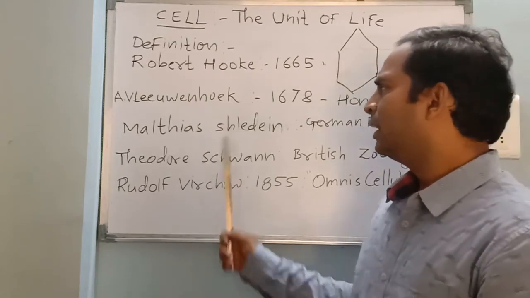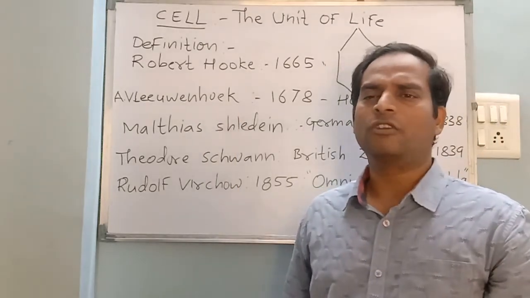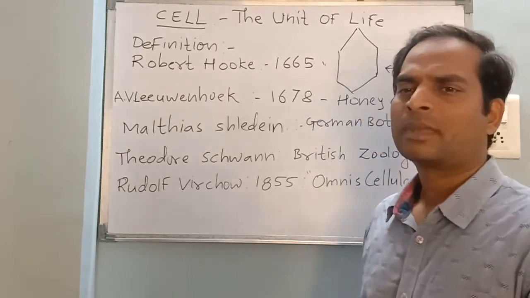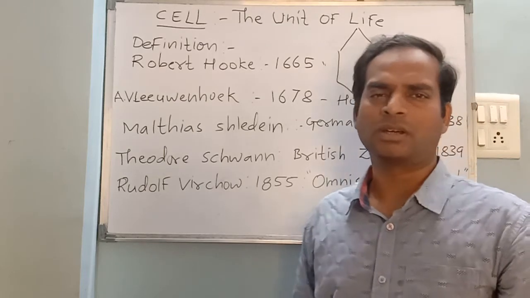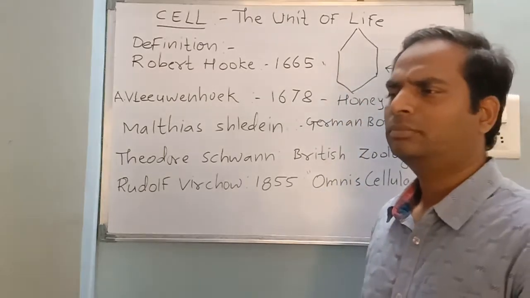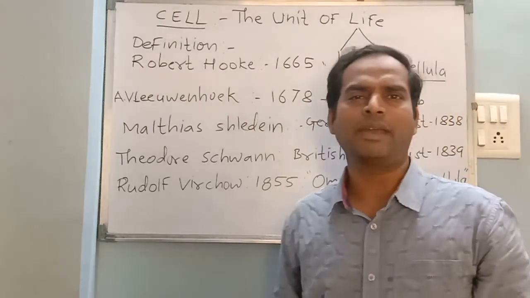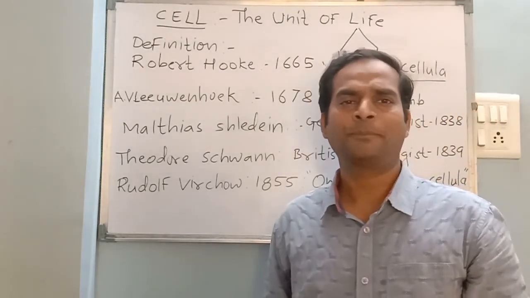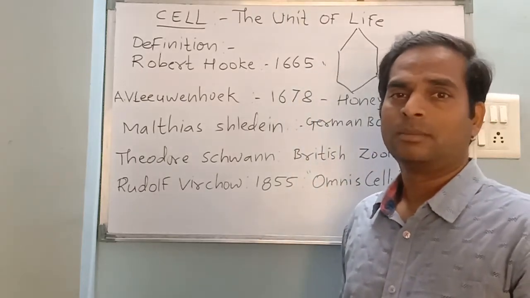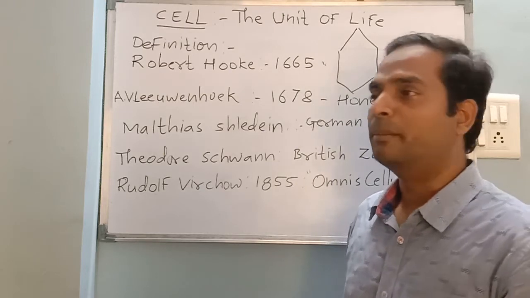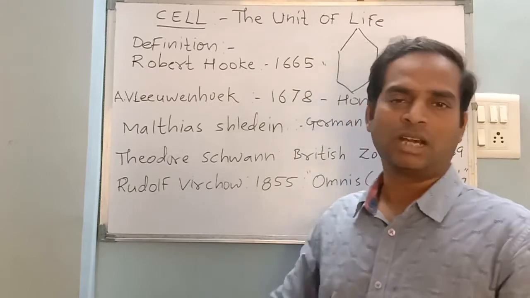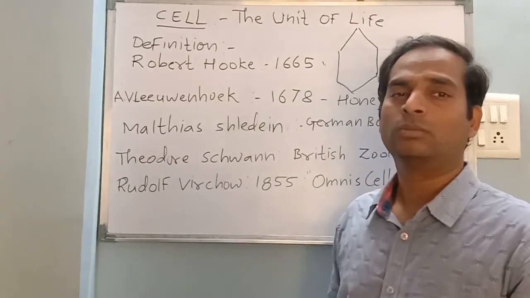Now, is it like that the cells of all living organisms are alike? The answer is no. Cells may vary in their size, shape, structure. Like when you talk about the longest cell in the animal body or human body, it is our neuron, the nerve cell. It measures a length of about 1 meter or more than 1 meter long. It starts from the head and ends in the toe.